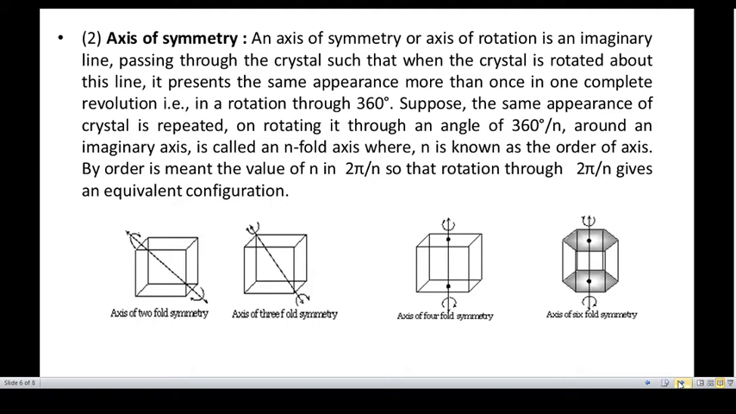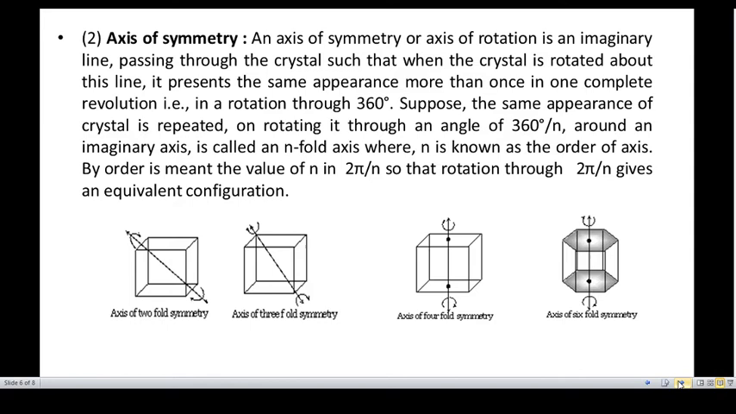An axis of symmetry is an imaginary line passing through the crystal such that when the crystal is rotated about this line, it presents the same appearance more than once in one complete revolution. That means when you rotate the whole crystal by 360 degrees, it appears as its original state. Suppose the same appearance of the crystal is repeated on rotating it through an angle of 360 by n around the imaginary axis, it is called an n-fold axis. So it may be 1, 2, 3 and so on.